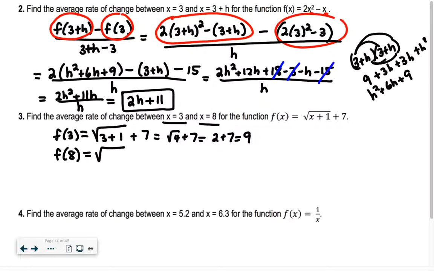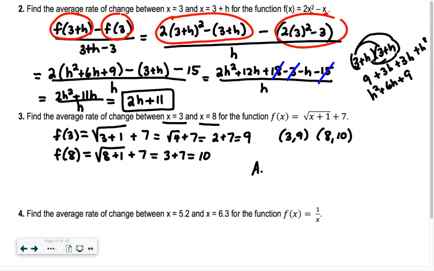And 8 gives us 8 plus 1 plus 7. So we get the square root of 9, which is 3, plus 7. So we get 10. So we have 2 points. We have (3, 9), and we have (8, 10). All we're doing is the average rate of change is the slope.